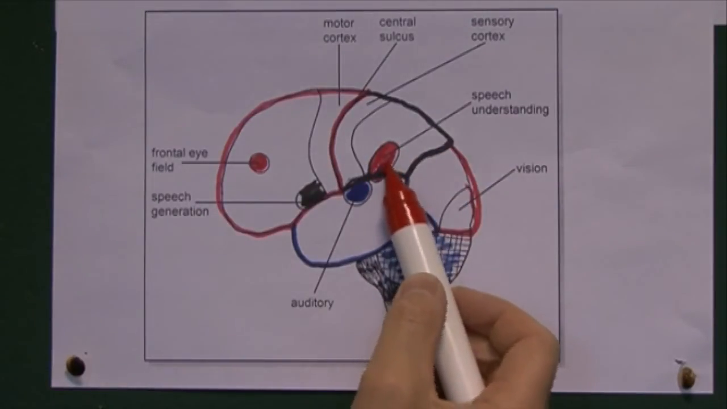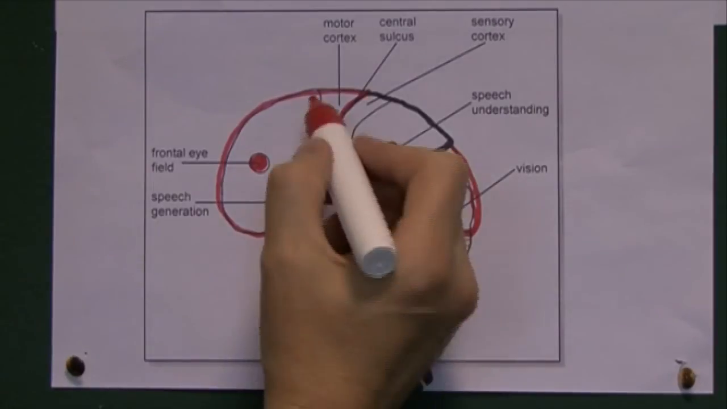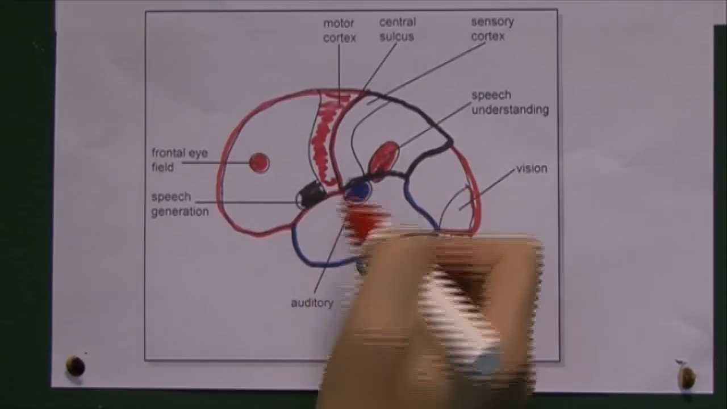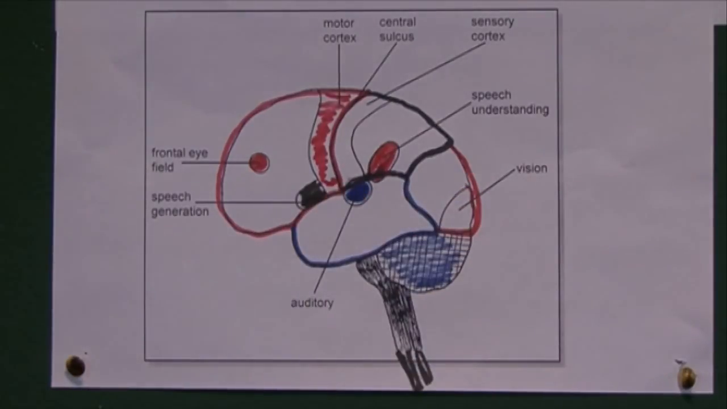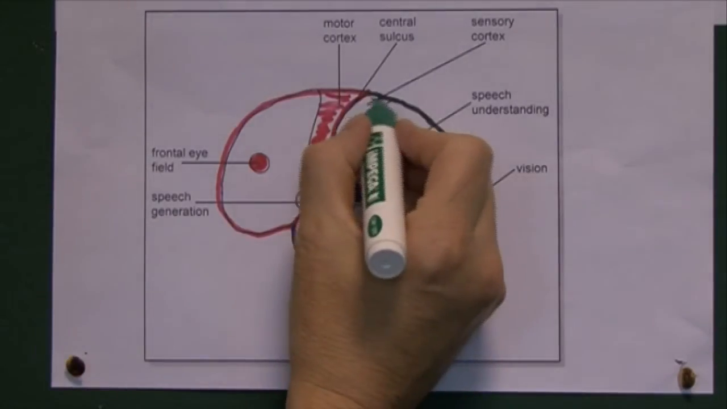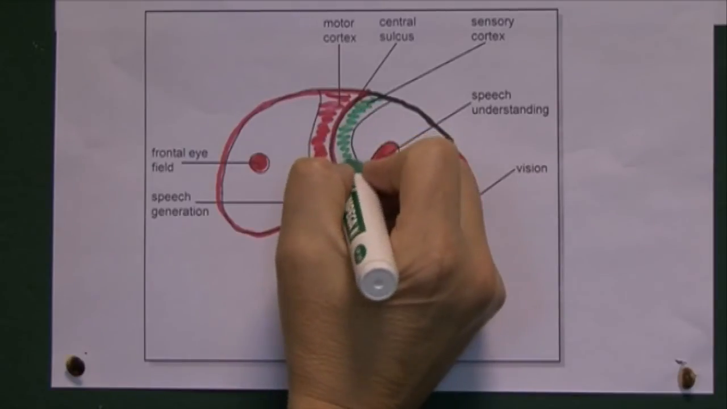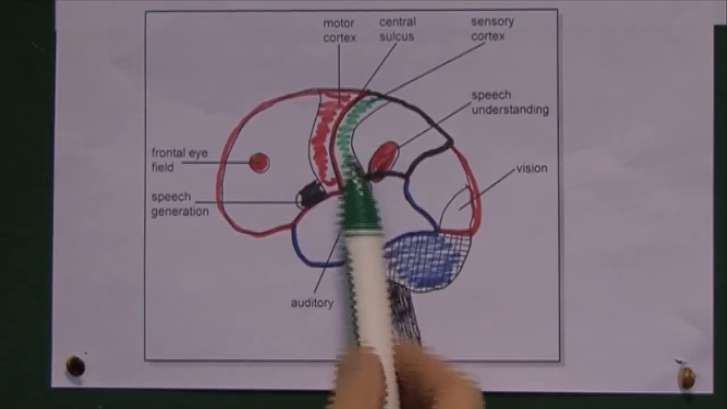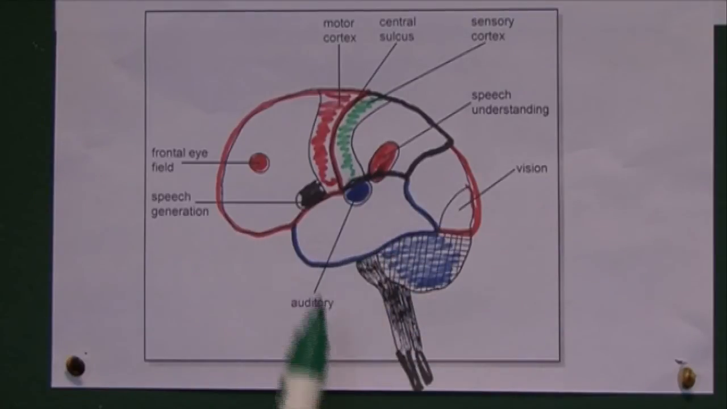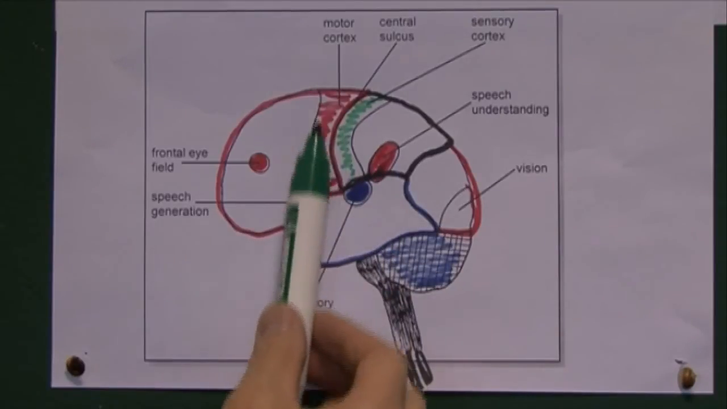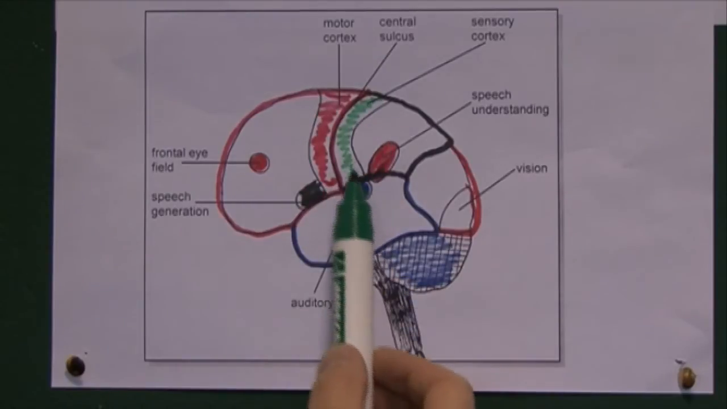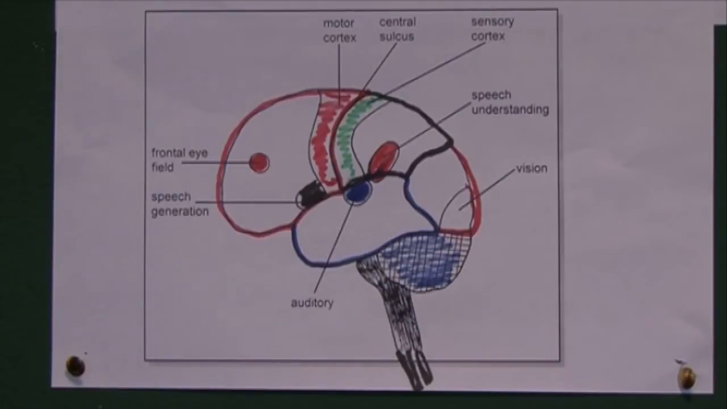This area here is also sometimes referred to as Wernicke's area. And of course we have the motor cortex, and we have the sensory cortex. The motor cortex in the frontal lobe, the sensory cortex in the parietal lobe, the motor cortex in the precentral gyrus, the sensory cortex in the post-central gyrus.